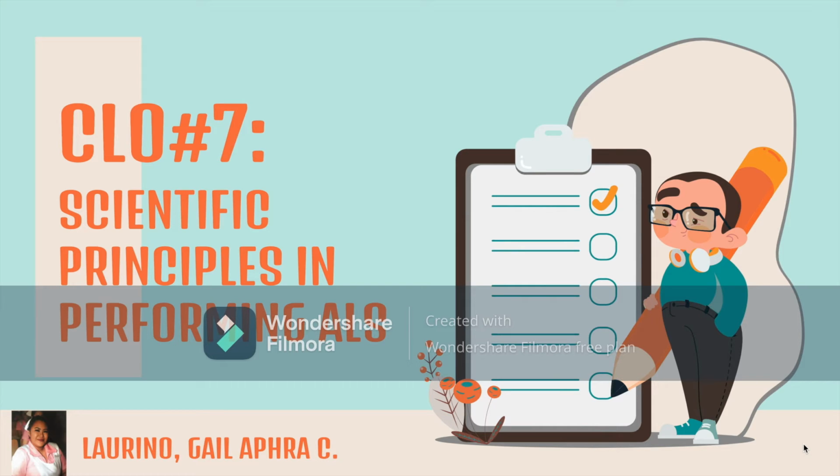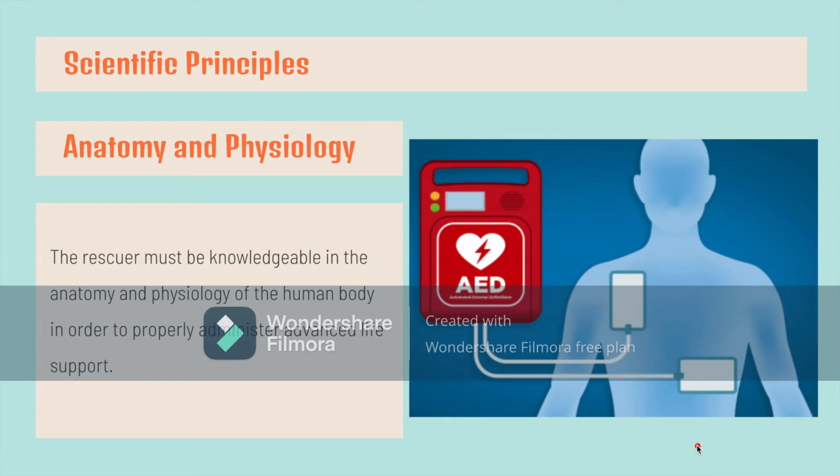Larino, and today I will be discussing CLO number 7, or to explain the scientific principles involved in the performance of advanced life support, or ALS. So, the first scientific principle is anatomy and physiology.